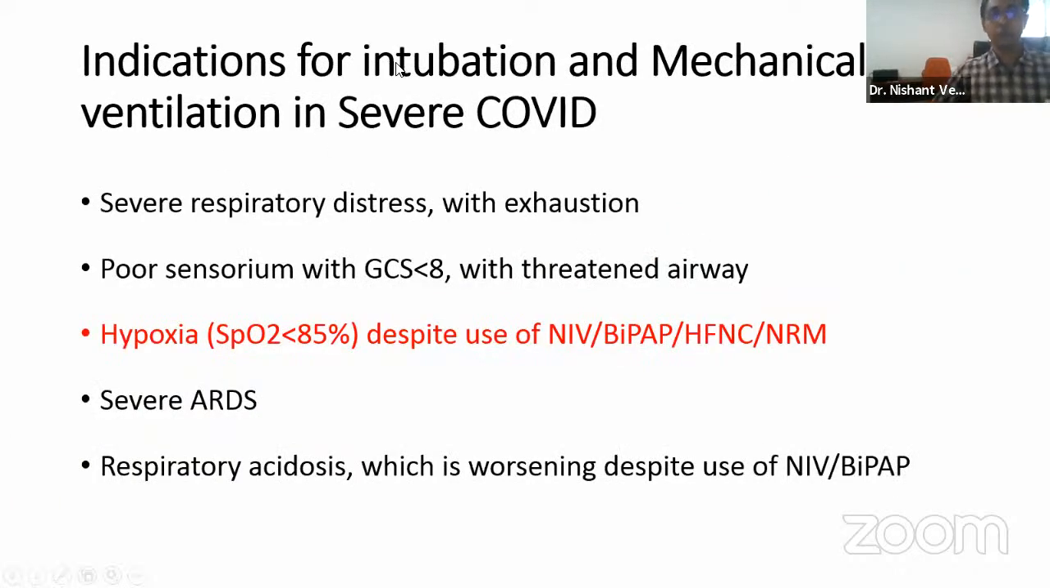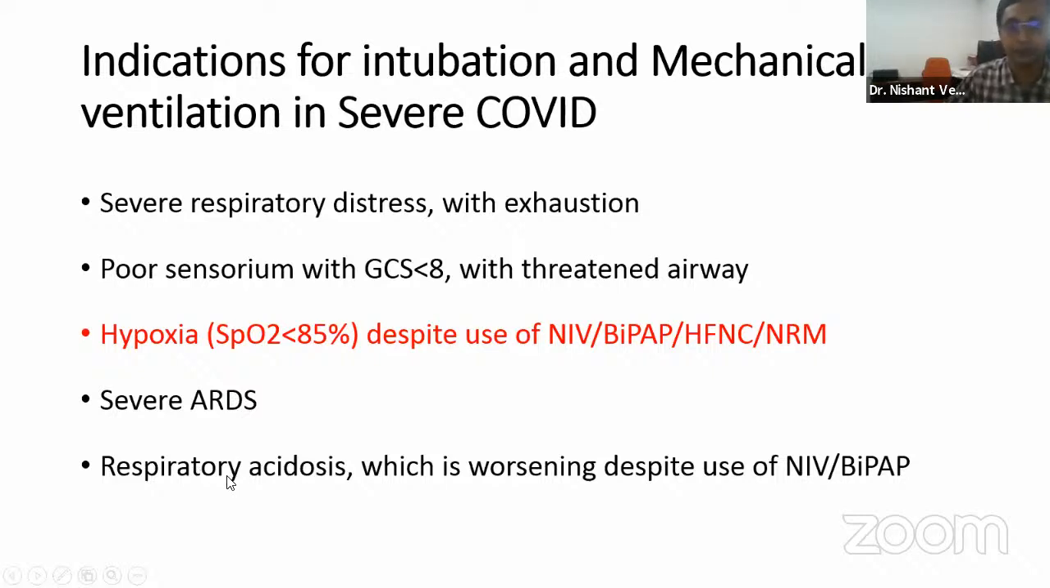Now, what are the indications for intubation and mechanical ventilation in severe COVID? Severe respiratory distress and the child is developing exhaustion. The child's sensorium is deteriorating, his GCS falling to less than 8 with threatened airway. Hypoxia, the most common indication for ventilation in a child with severe COVID, is saturation less than 85% despite use of the previous devices. Severe ARDS and respiratory acidosis, which means CO2 has also built up.